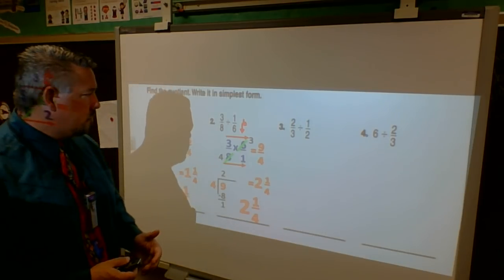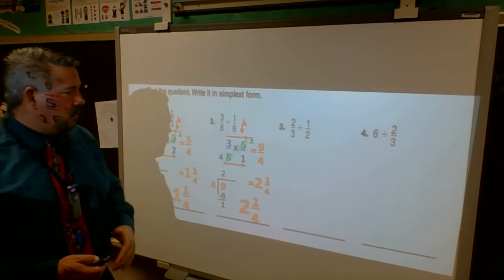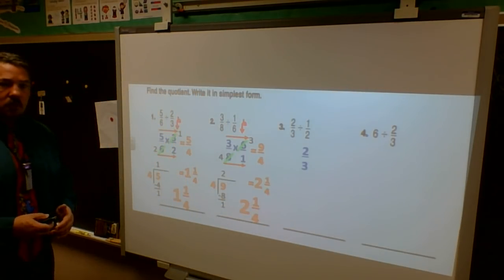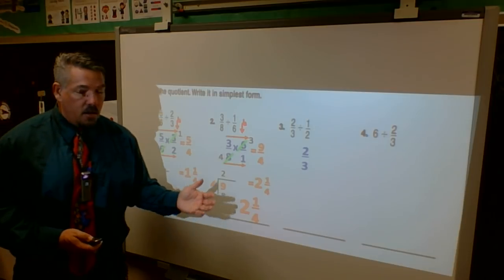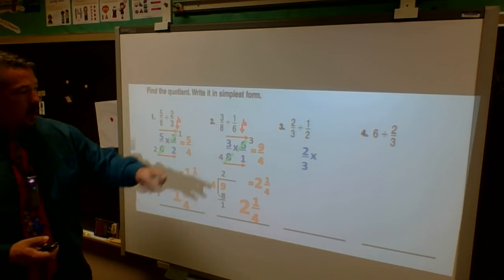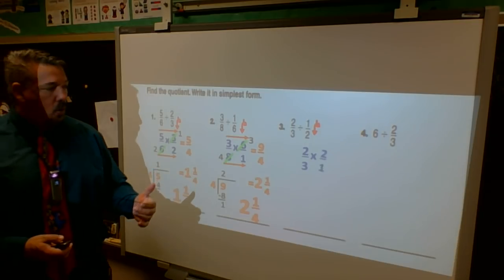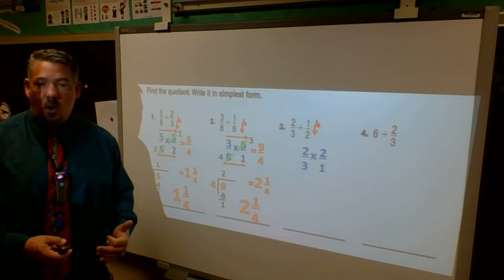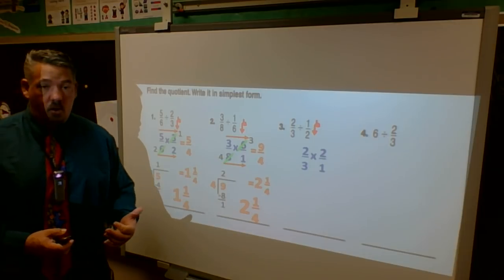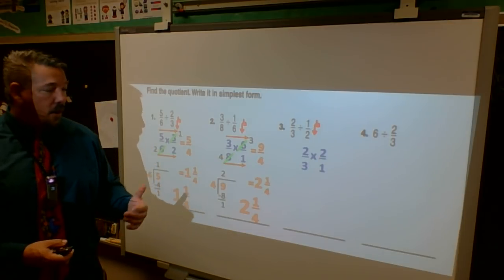Question 3. Can't divide, so I'm going to keep my first one. I want to change division into multiplication. I'm going to flip my second fraction, which gives me 2 over 1. I cross-reduce where I can. Can't cross-reduce on that one, so now I just multiply.